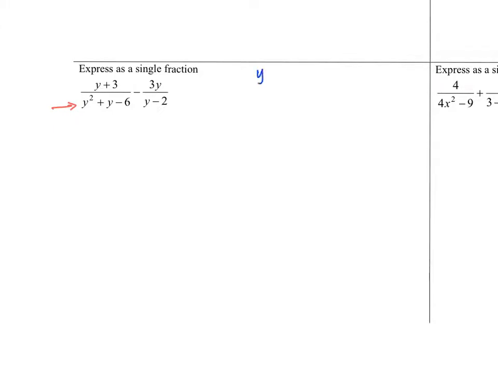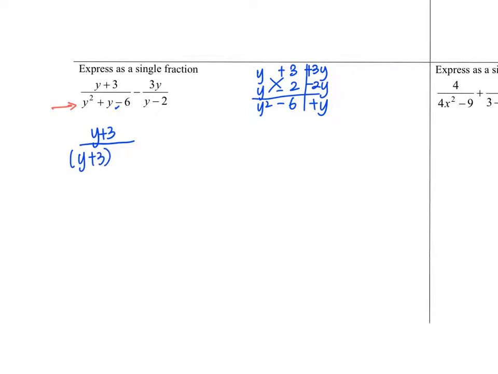I'll probably take y times y for y squared. 3 times 2, or 1 times 6. Okay, let's check. 3 times 2, 3y, 2y. I want a positive y, so the larger number is positive, the smaller number negative, so minus 6. Okay, correct. So this one over here will be y plus 3 over, the denominator is y plus 3 and y minus 2.